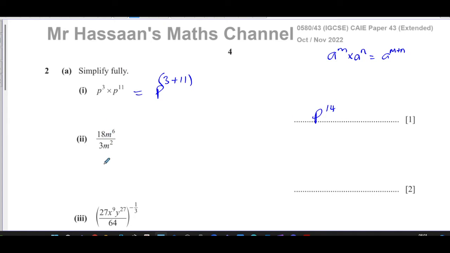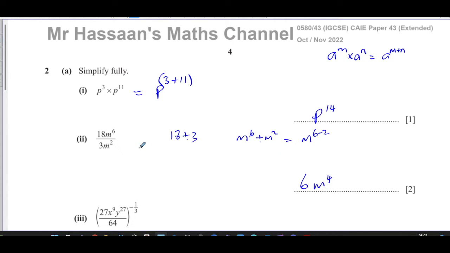And here, when we divide two numbers in index form, first of all, we have these coefficients in front of them, just divide them. So 18 divided by 3 gives you 6. And then you have m to the power of 6 divided by m to the power of 2. You're going to subtract the powers, so you're going to have 6 minus 2, which is 4.